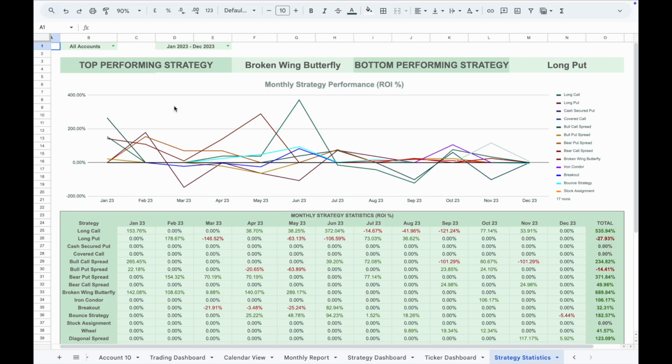The strategy statistics section provides the monthly total return on investment for each strategy, showing the best performing and worst performing strategies. As with the strategy dashboard, select an account name to view statistics for a specific account. You can also select a date range from the drop-down list to view monthly statistics within that range.